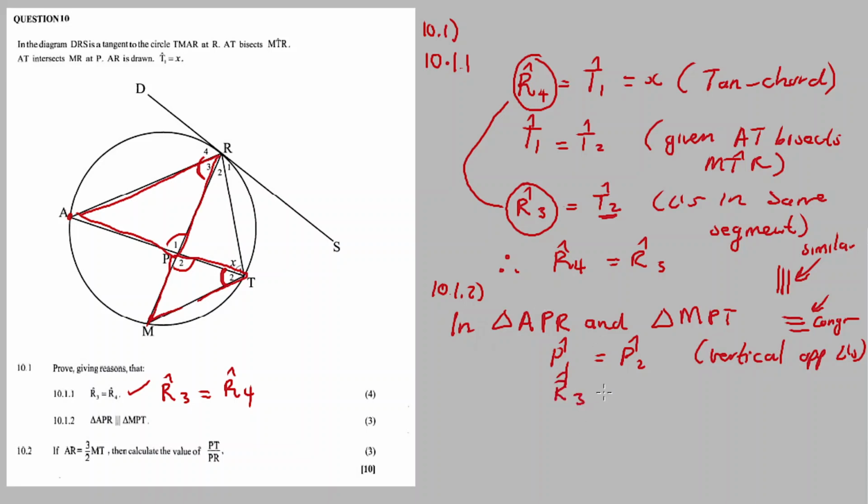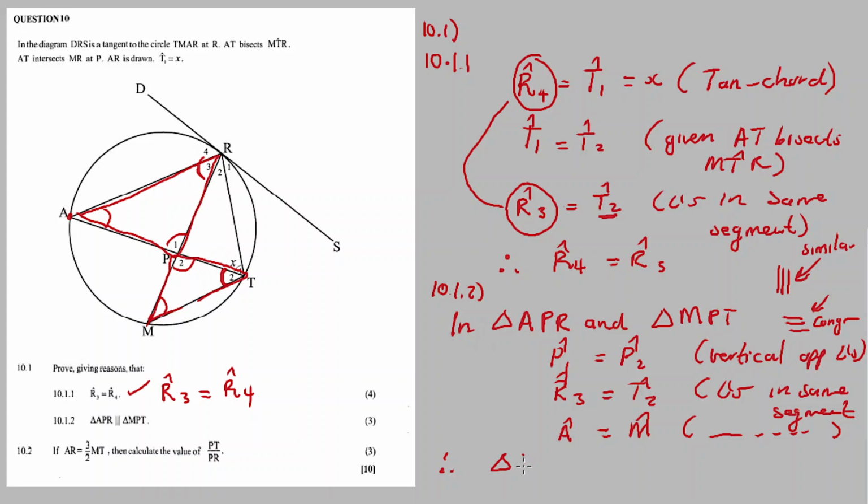R3 is equal to T2, angles in the same segment. Then we come back again with this angle as well. So there's nothing difficult in the question. It is straightforward if you know what you are doing. After watching this, hopefully you will know what to do. Same reason: angles in the same segment.